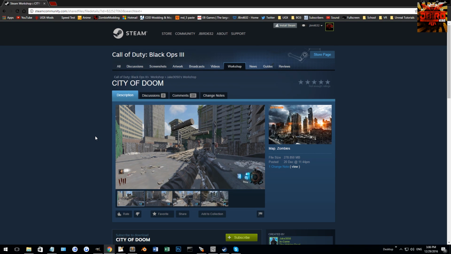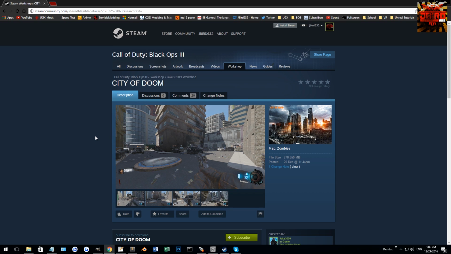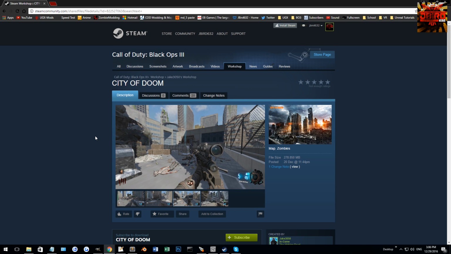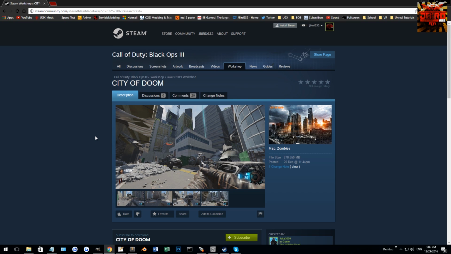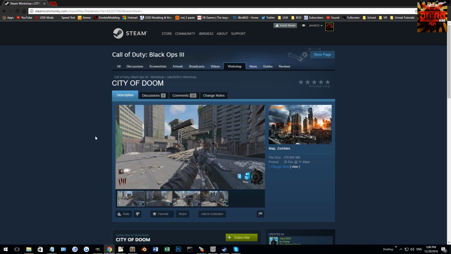So I'm going to go over two things. Model spam can be defined, in my opinion, in two ways. You are either using models incorrectly, such as Vista models that are meant to be used in the exterior of the map, but you're using those models to make your map, or you're using the same model or same type of model over and over again.